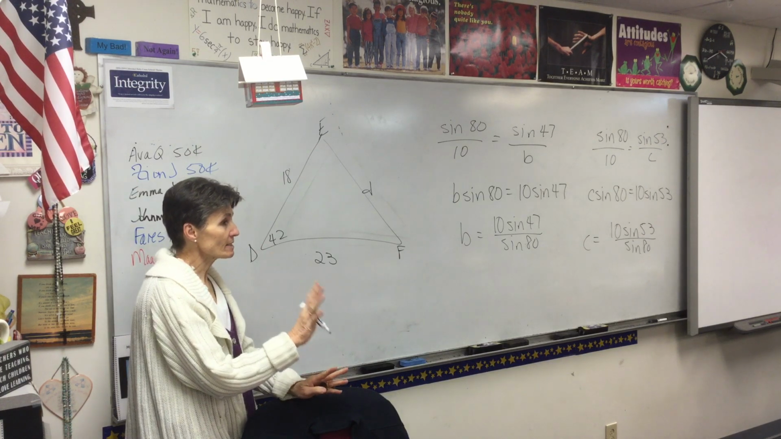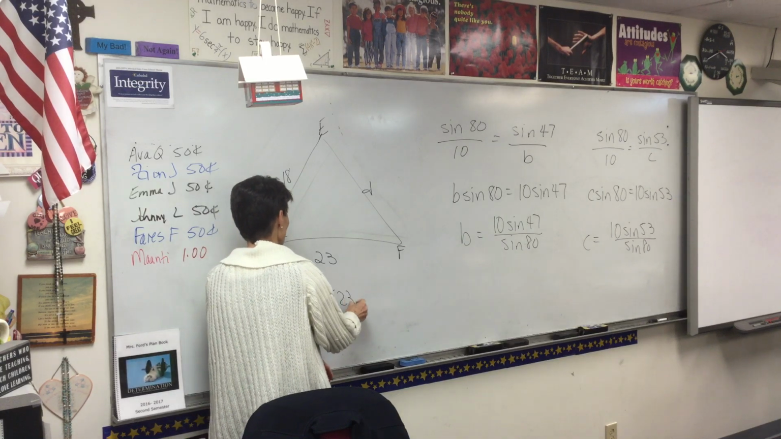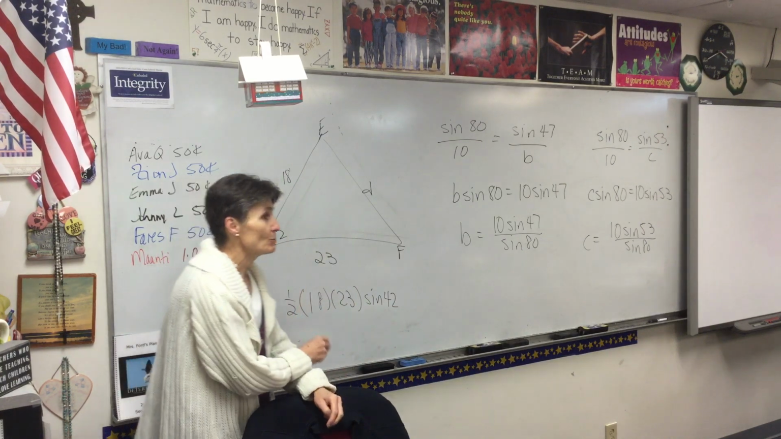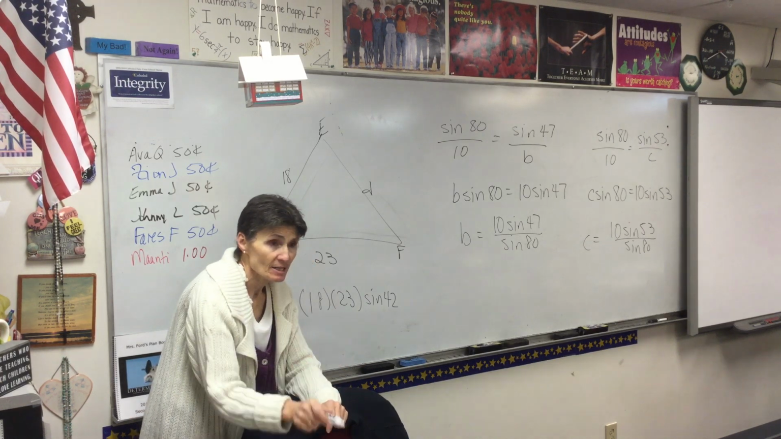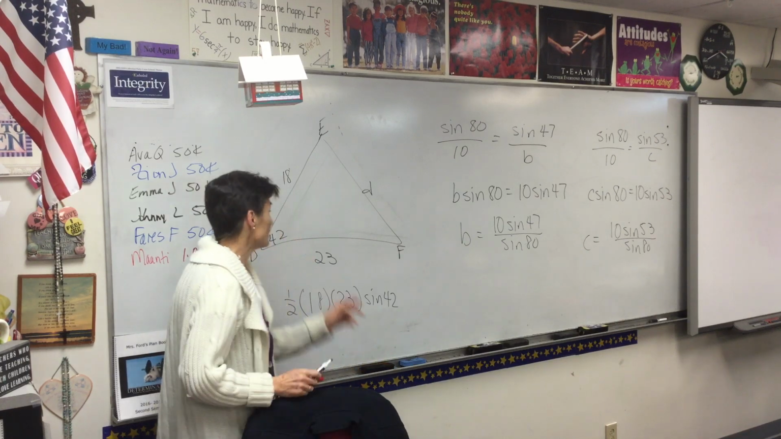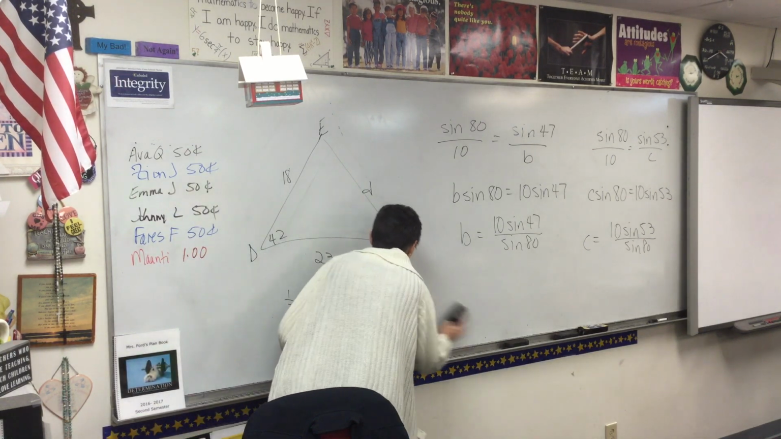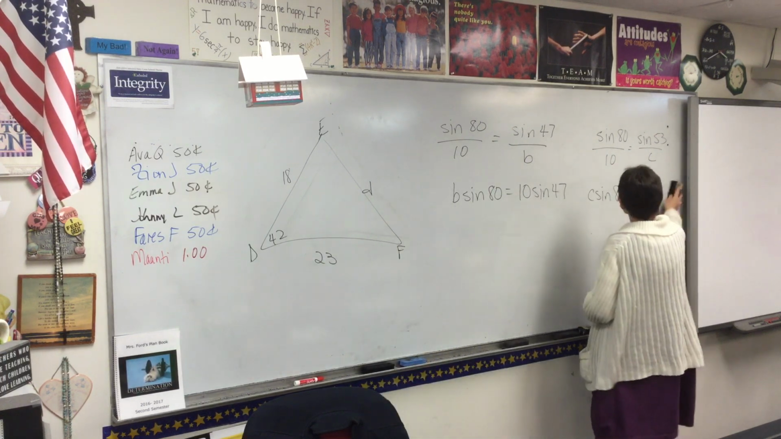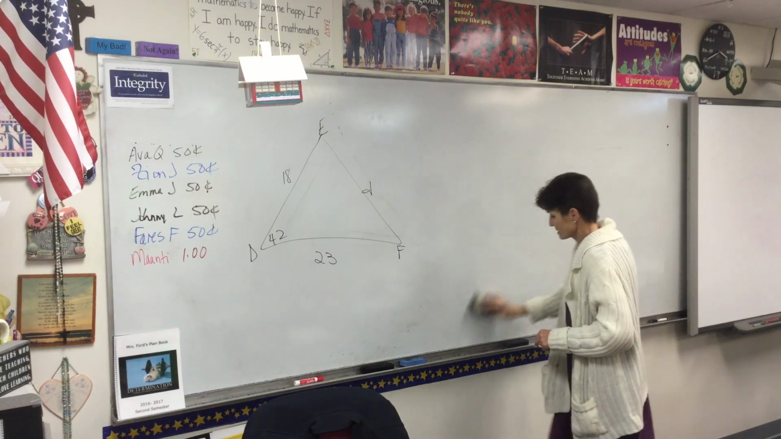Now, I heard someone say, let's do 1/2 times 18 times 23 times sine 42. You can absolutely do that. But what information is that going to give you? The area. Does this question ask me for the area? No, so let's not get that confused. This is a beautiful setup to find area, but that isn't what you're supposed to be doing. Right now, you're supposed to be finding sides and angles, which means you need the law of sines and cosines.